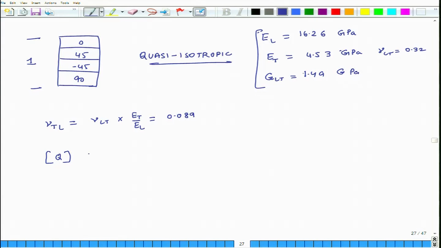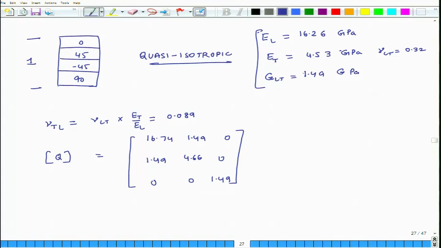The Q matrix is equal to, so I will directly write down the numbers. So, this is the Q matrix: 16.74, 1.49, 0, 4.66, 1.49, 0, 0, 0, and 1.49. So, this is the Q matrix.